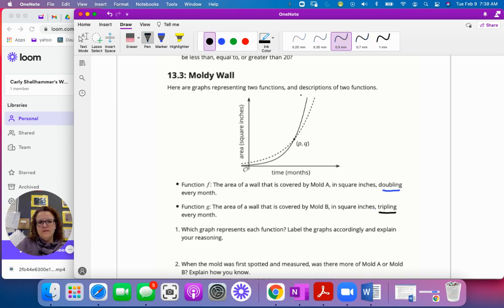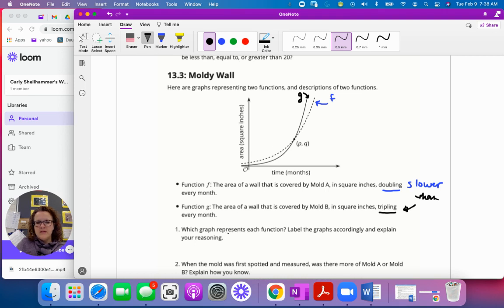So g is this one right here because it's growing faster. And here I have f growing a bit slower. Okay, still too fast, but I'm growing a bit slower. So doubling is slower than tripling. We don't have the same starting point, but that's not a big deal. It wasn't described that way in our problem.